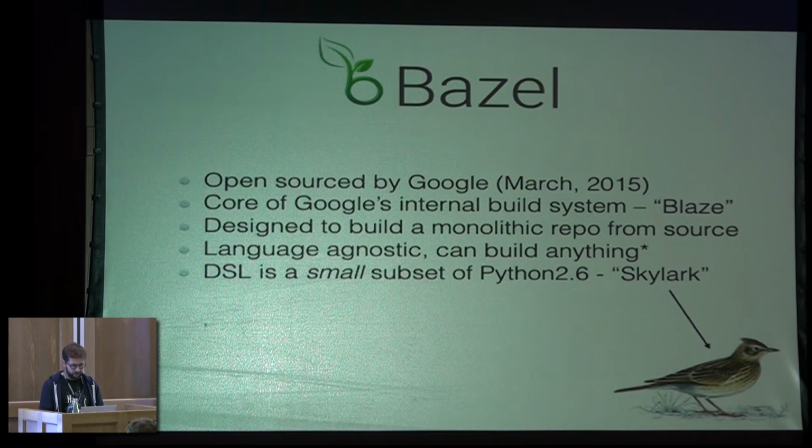It's designed to build a monolithic repo from source. So everything is designed to build from source. It's also language agnostic, and it can build anything, any language, or any artifacts. This is useful for Dropbox because we have not only Python code, we also have Go code and Rust. So using this single system to build everything will be really helpful.